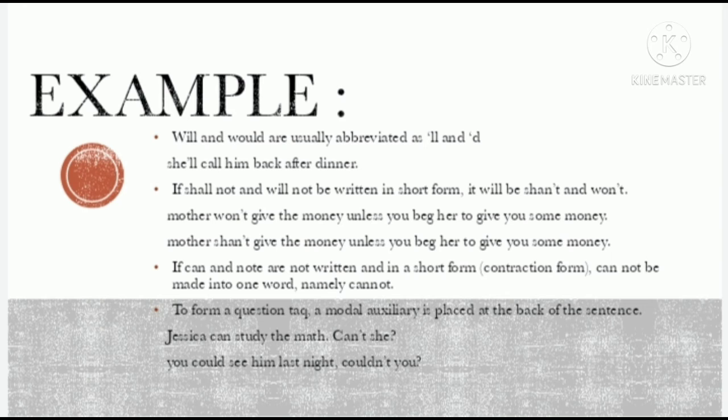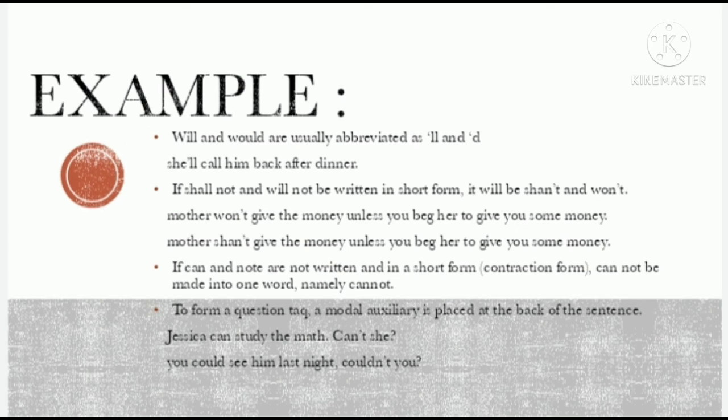Example, will and would are usually abbreviated as 'll and 'd, as in "She'll call him back after dinner." Shall not and will not are written in short form as shan't and won't. "Mother won't give the money unless you pay her." "Mother shan't give the money unless you beg her to give you some money."